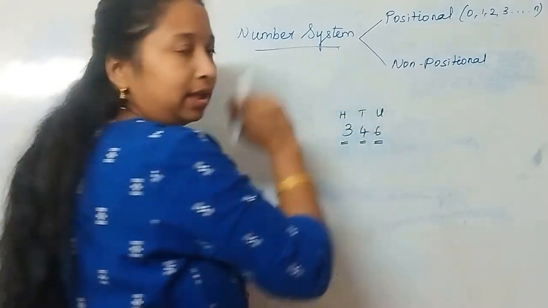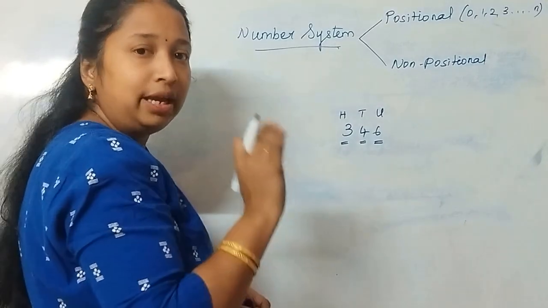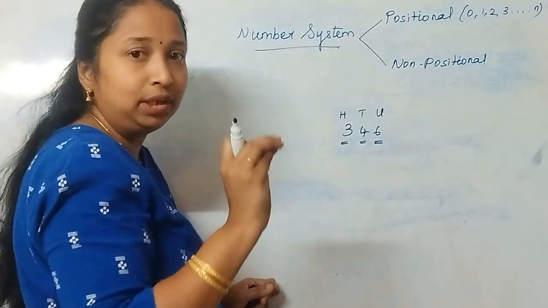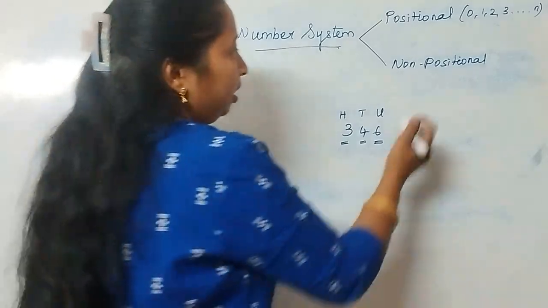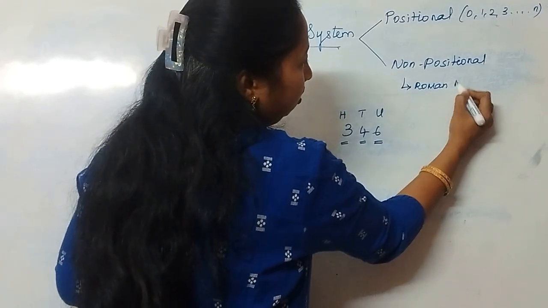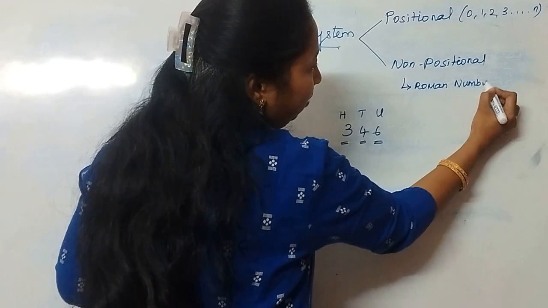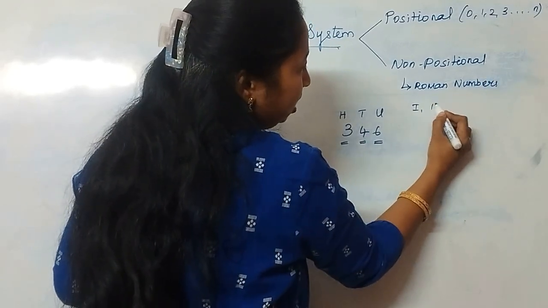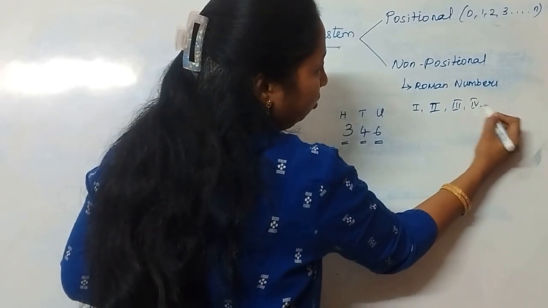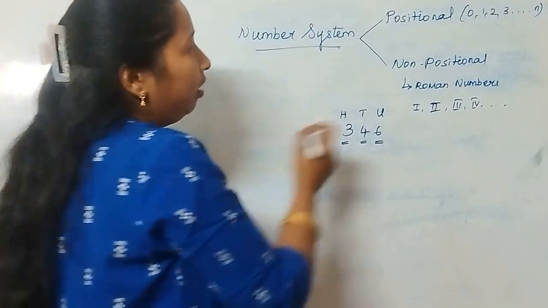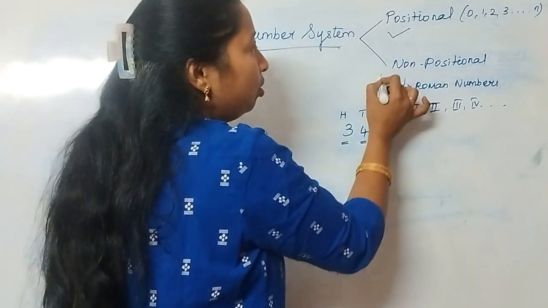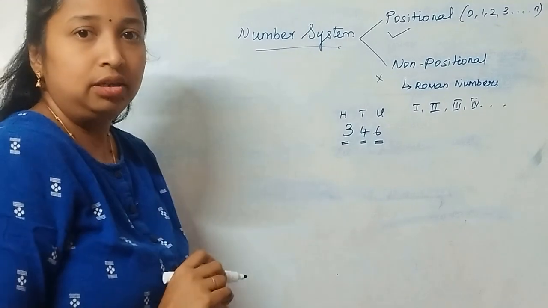Fine. This is not the case with the non-positional number system. In non-positional number system, there is no concept of assigning weights to any particular position in that number. Example for this is Roman numbers. You all very well know how to write a Roman number. It starts from 1, 2, 3, 4 and then it goes on.